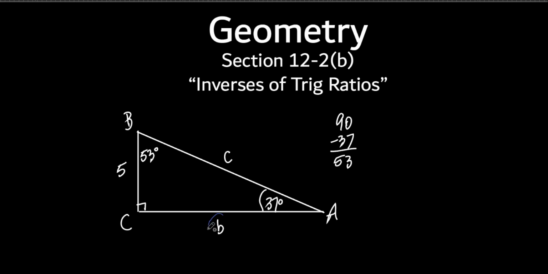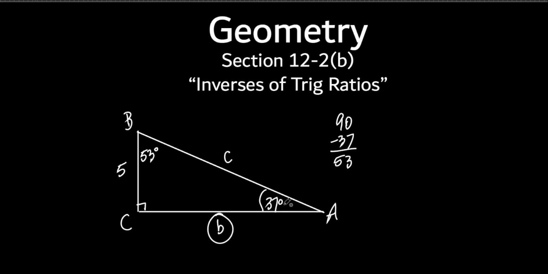So if I want to solve for side B, what do I look for in this triangle? Well, is there a side that I know? Do I know one of the sides? 5. Yeah, 5. So what is the 5 to the 37? Is it opposite? Is it adjacent? Is it hypotenuse? This 5 is opposite the 37, okay? So we have opposite. That's one of the things we have.